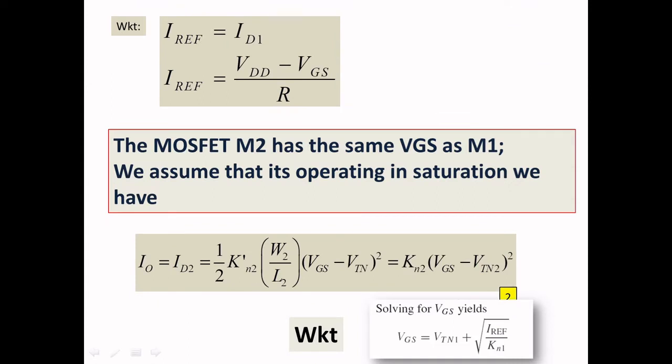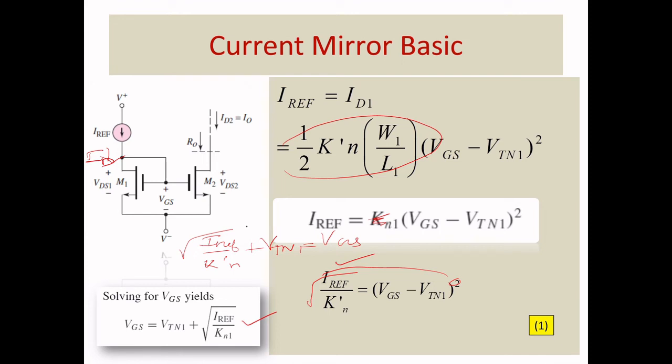Another formula is for IREF. I can write IREF, or ID1, in another way. That means V plus minus this drop, divided by this resistor. Consider that they have given a constant current source, and you consider there is a resistor here. So that means you have some current, right?